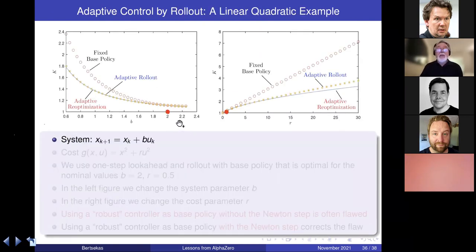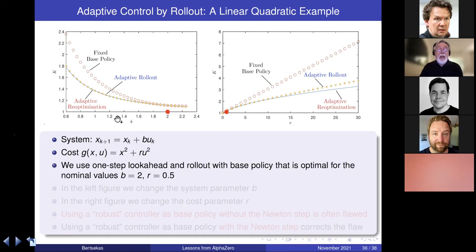And let me give you an example here. This is a one-dimensional linear system, and it involves an unknown, changing parameter B, and R may also be variable here in the cost function. Now, as B changes, the optimal cost as measured by the quadratic cost coefficient changes. If you use a fixed policy, in particular, the policy that is optimal for the nominal values of B equals 2 and R equals 0.5, then the performance degrades.